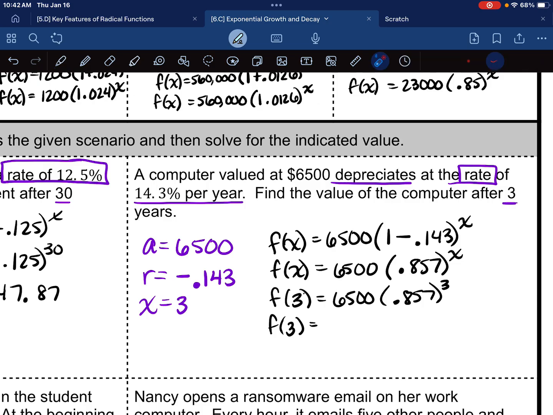So in my calculator, I'm doing this piece. I'm raising it to the exponent of 3. And now I'm timesing in the 6,500. So when I do that, I get $4,091, and it says 248, but the 8 will cause this to round up to 25.